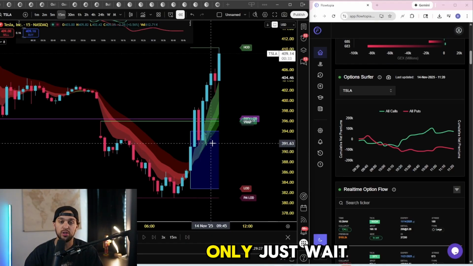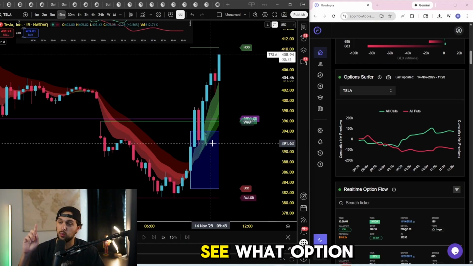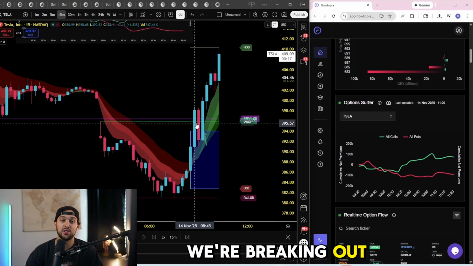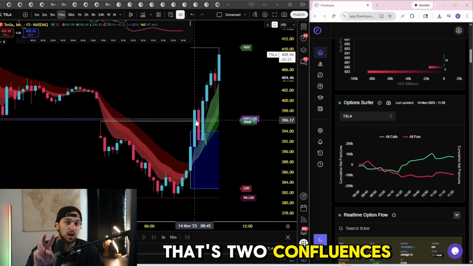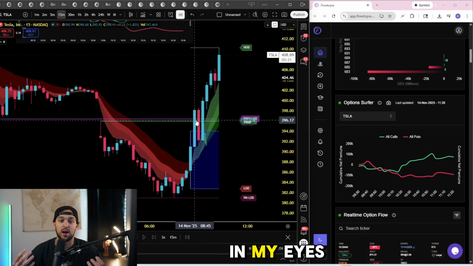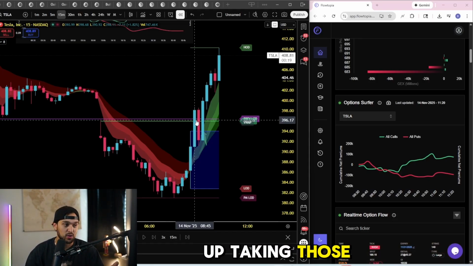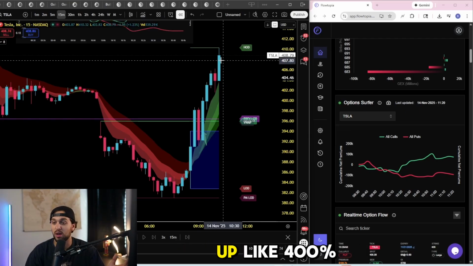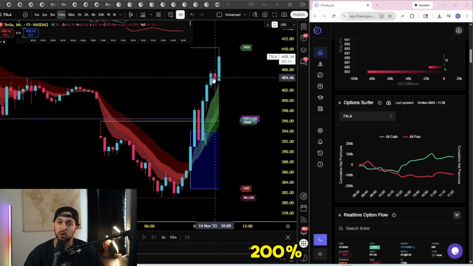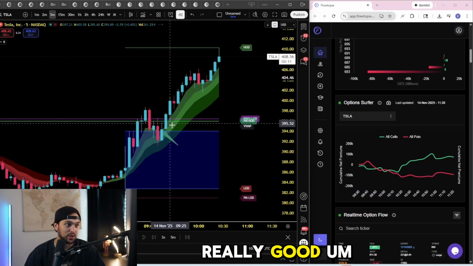And I don't only just wait for the breakout. I want to see what Option Surfer is saying, because this is saying bullish and we're breaking out to the upside. That's two confluences that I'm looking for. And that's an A+ setup in my eyes. So that is why I ended up taking those calls. And they're probably up like 400% at this point in time. But I got out at 200%, which is still really good.